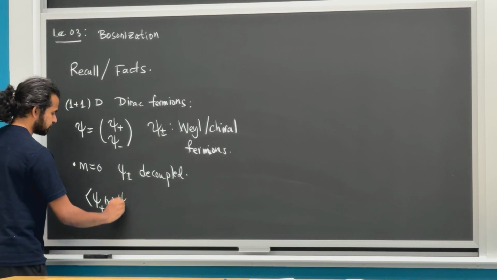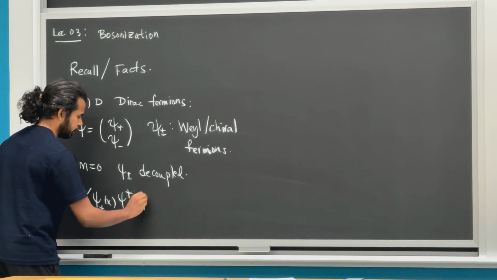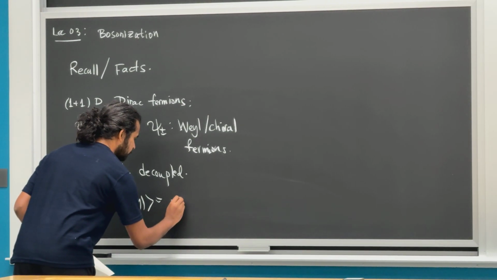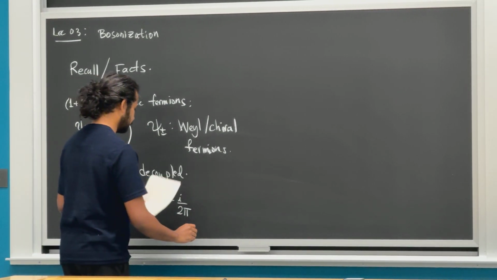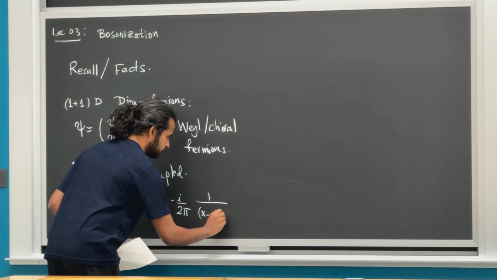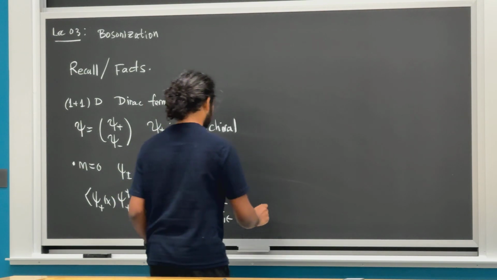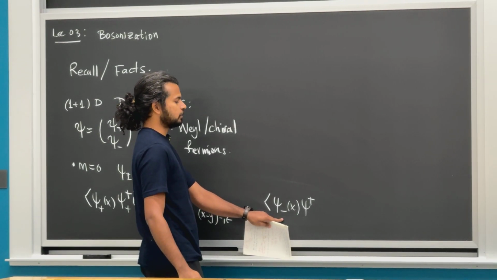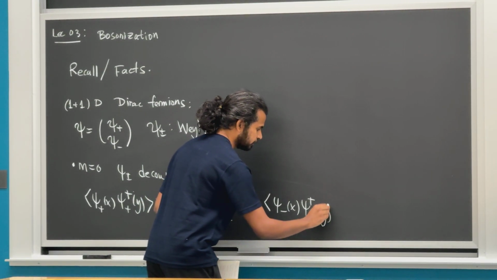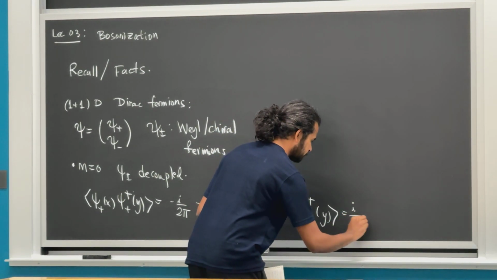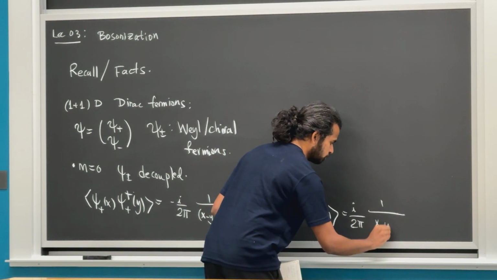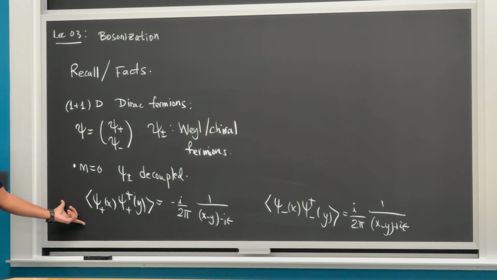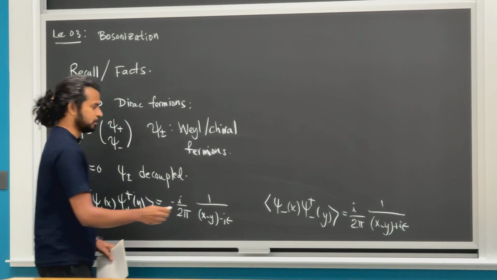correlation functions like this. The correlator of psi plus at x and its conjugate at y was equal to minus i by 2 pi, 1 by x minus y minus i epsilon, and something similar for the right-moving fermions, with 1 by x minus y plus i epsilon. If you were not here, this is a fact. You can check this, not that hard to find.